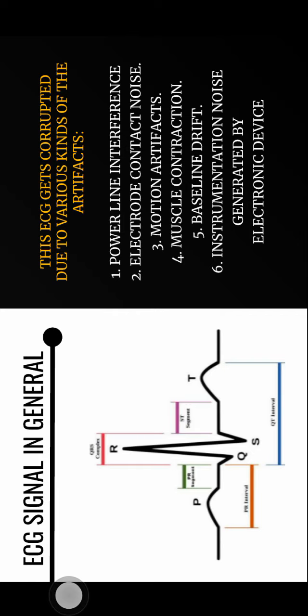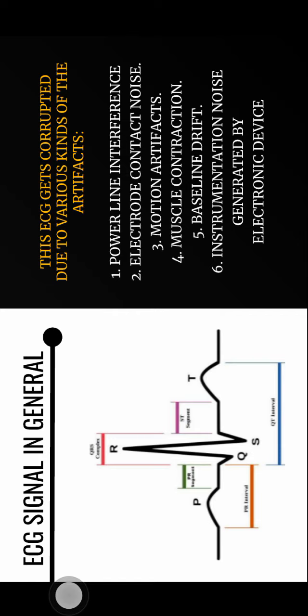First is power line interference. The power line interference is caused by the AC input given to the device, which has a frequency of 50 Hz, which may cause some noise. Electrode contact noise is caused by the use of faulty electrodes and the wear and tear which happens to the electrodes due to regular use. Muscle contraction and motion artifacts are human errors.